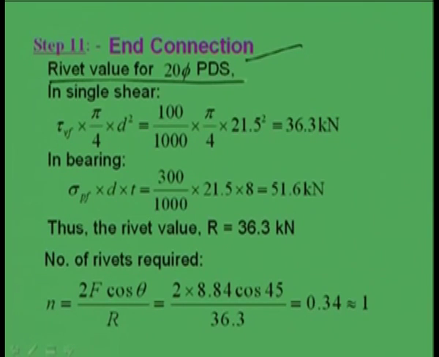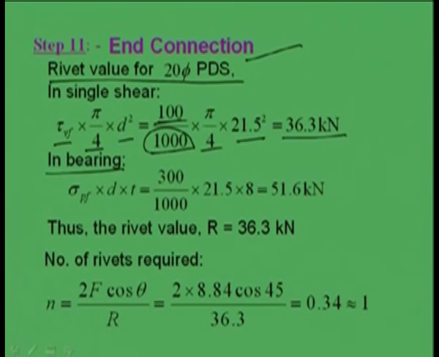We will find out the rivet value for a 25 power driven shop rivet in single shear, that will become tau_Vf into 5/4 into d square, where tau_Vf is 100 and pi by 4 d square. This is coming in Newton. So, if I divide by 1000, it will become kilonewton. So, this is coming finally 36.3 kilonewton.